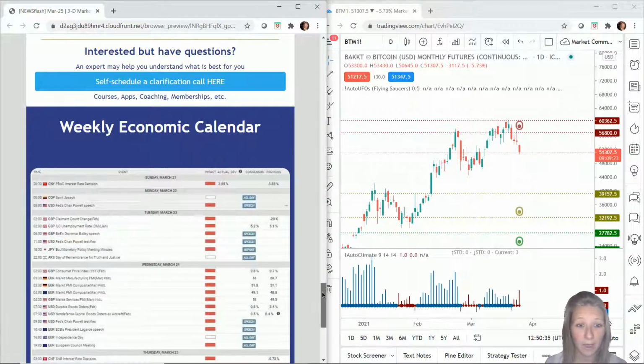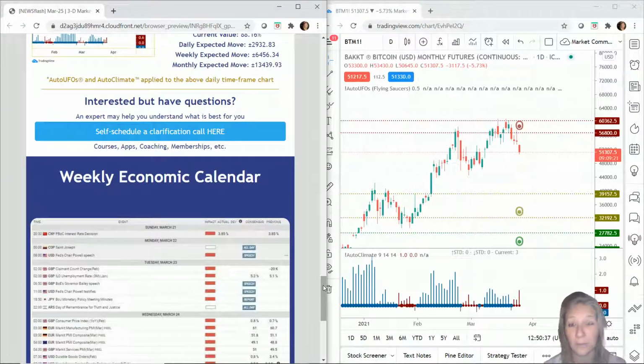That's kind of everything for today. So hopefully that makes sense in terms of where the probabilities lie, what we see in terms of climate, in terms of UFOs, and in terms of volatility.